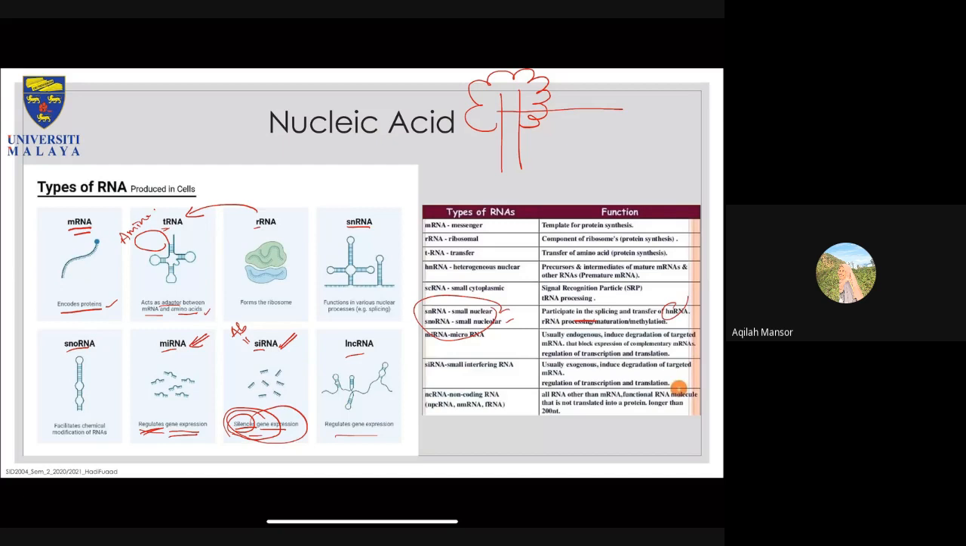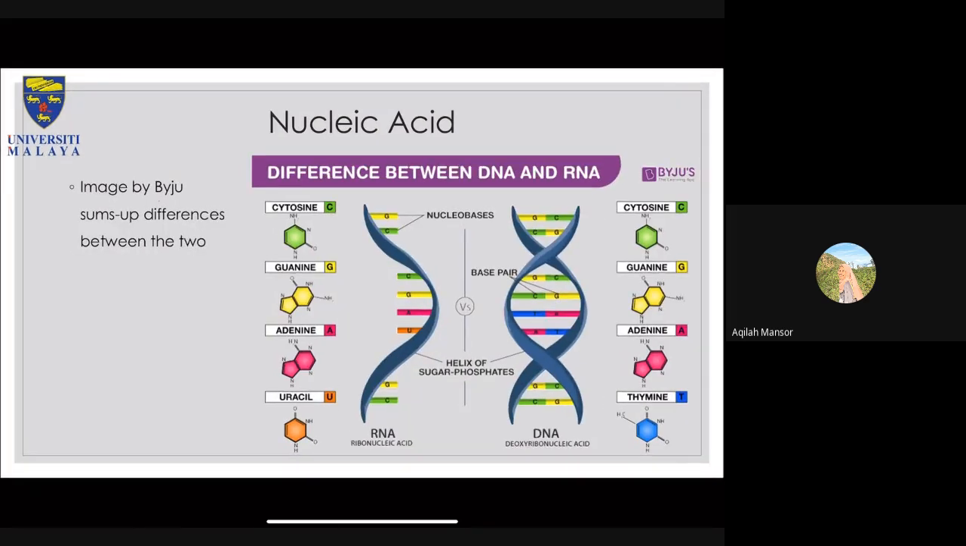Okay, so let's move back to look at the general aspect of DNA and RNA and how you can relate this back to chemistry. I like this image very much. It was produced by a group, I guess, or app developer called Baiju. It sums up the differences between these two nucleic acids.